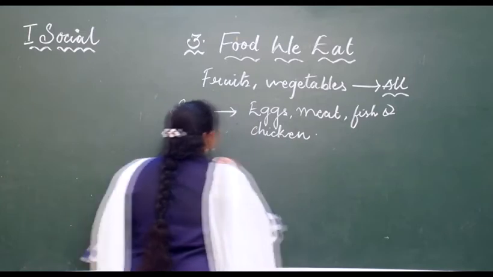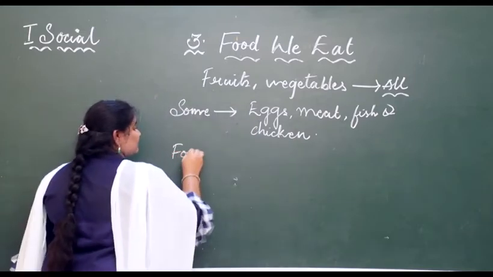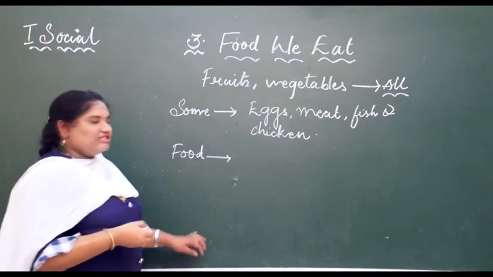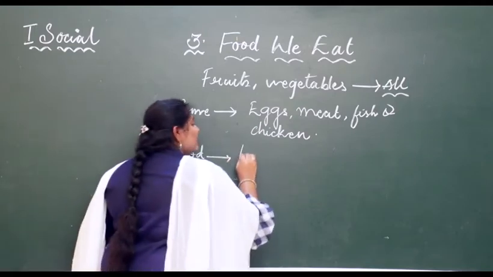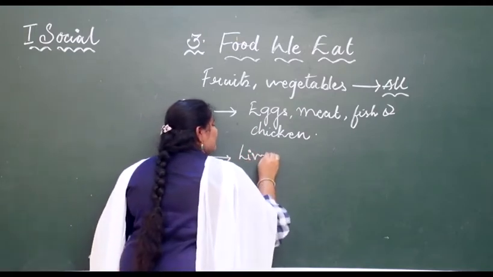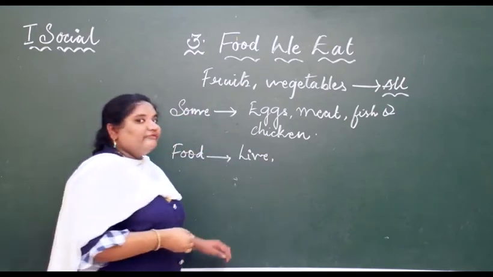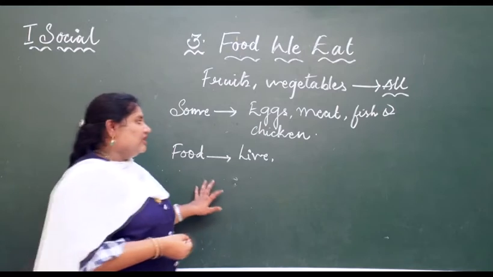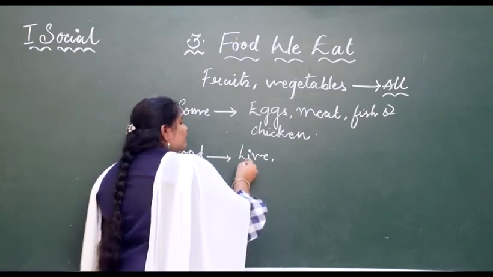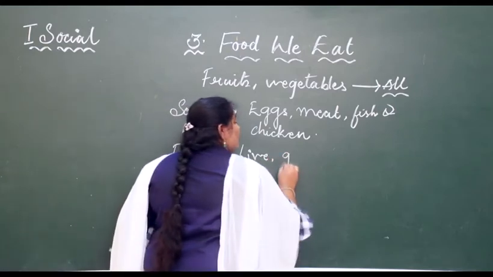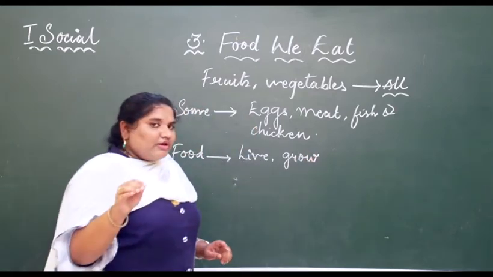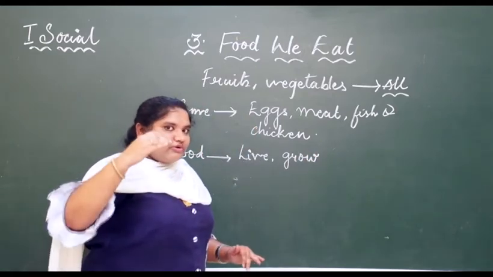So how does food help us? What does food give us? Food is most essential for living things to live. Without food, we cannot live. Even water is most essential. So next, food helps us to grow. Our body grows. You are smaller, yes, then your body is growing day by day.